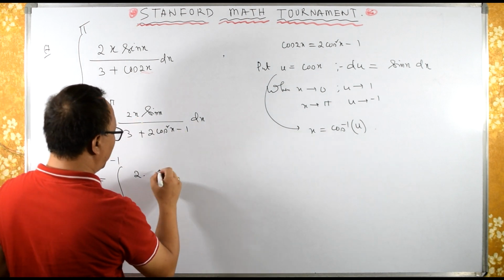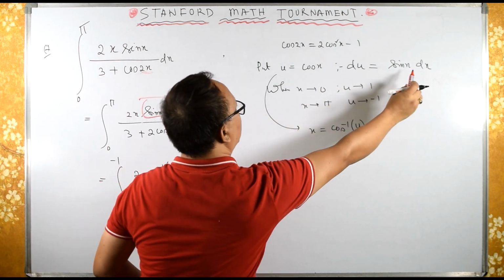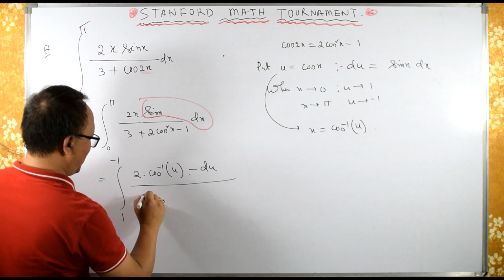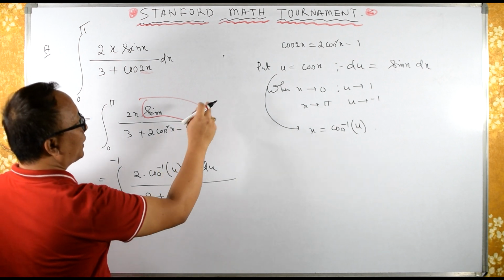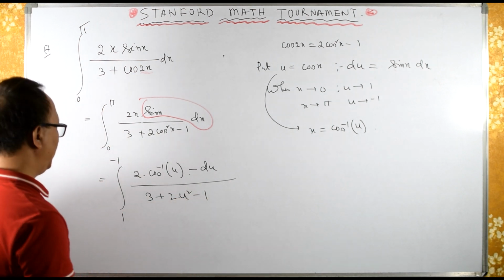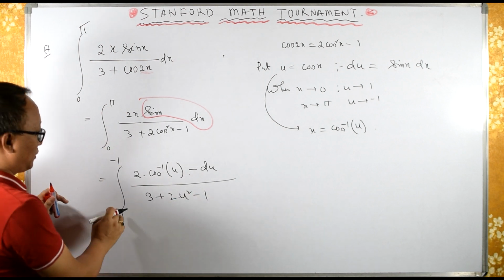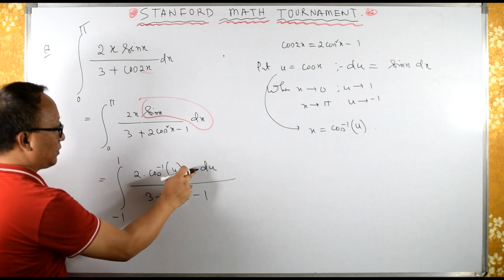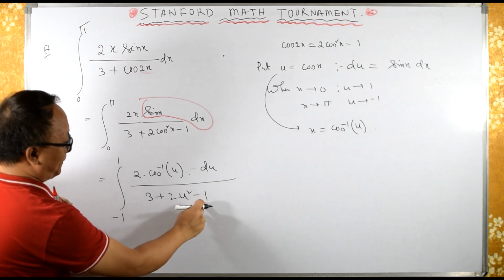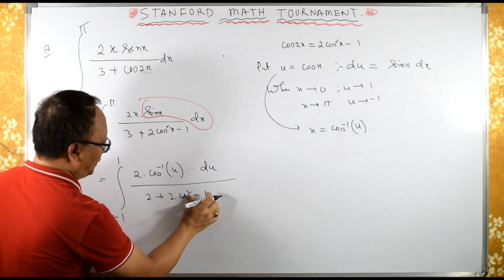Twice x is what? Cos inverse u. Sin x dx becomes minus du upon 3 plus 2 cos square x, which becomes 2u square minus 1. Okay, so this minus I will remove by interchanging the limits. So this becomes minus 1 to plus 1. Now here 3 minus 1 is what? 3 minus 1 is 2. So I can write here 3, and here 2, over here 2 into this.